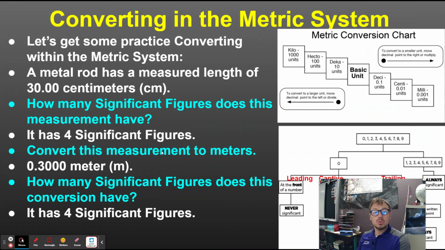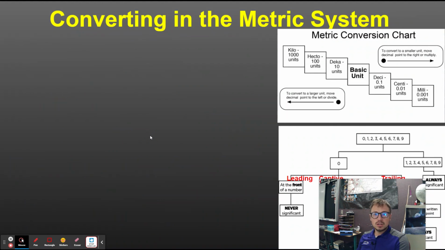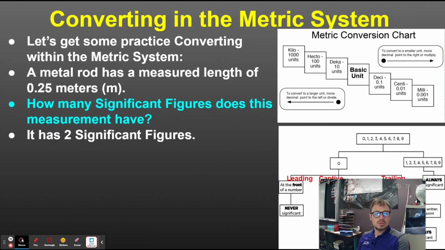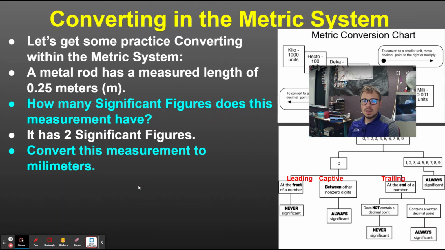Those are significant. Those were measured, so you have to hold on to those. Let's take a look at another one. Now a metal rod has a measured length of 0.25 meters. So this has 2 significant figures based on this rule. Convert the measurement to millimeters.